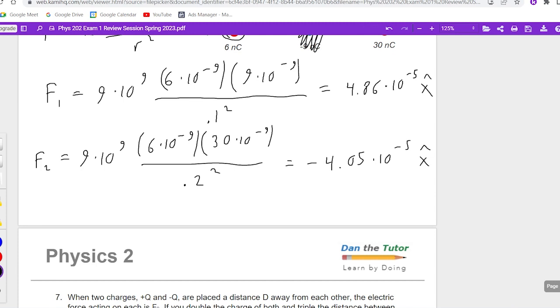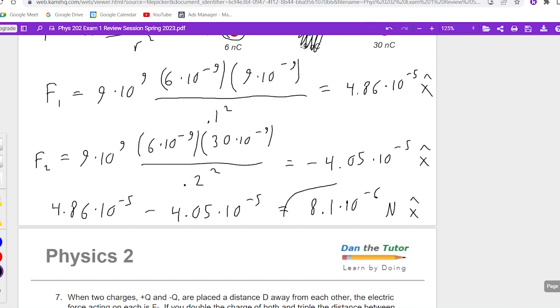The final answer is 4.86 times 10 to the negative fifth minus 4.05 times 10 to the minus fifth. And that gives me a final answer of just 8.1 times 10 to the minus sixth. Units are newtons. The direction is positive x hat. And there's my answer. So in other words, the final direction points to the right because we got positive x hat.